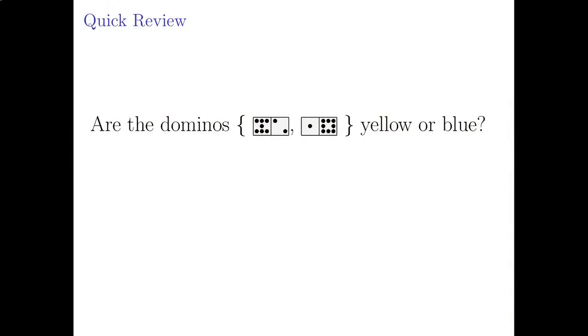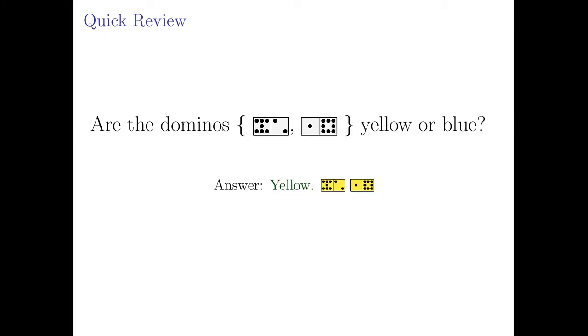You can't do it with 2. You can't do it with 4. If you get 4, one of them is going to be a combination of the others. If you try to do it with less, you can't get everywhere, therefore the dimension of that is 3. All right? Let's do some quick review to make sure these concepts are solid. First one, are the dominoes 7, 2, and 1, 8 yellow or blue? Pause the video, figure it out.